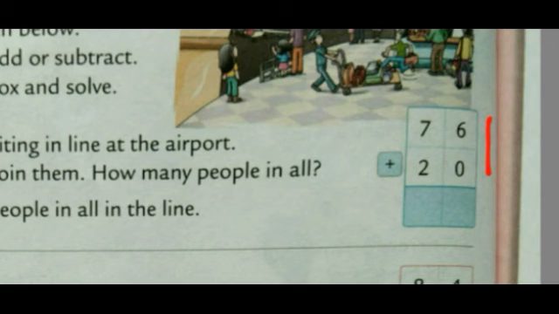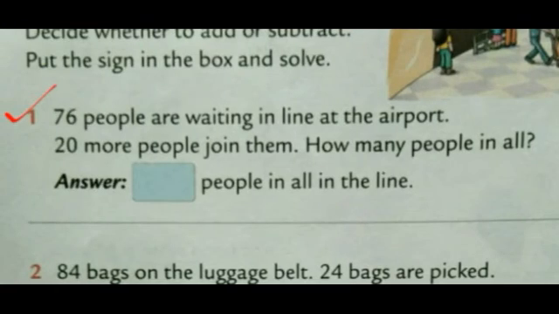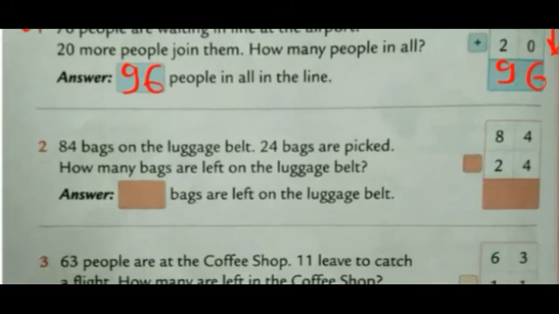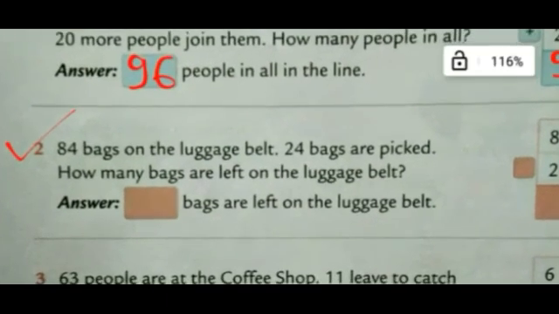Always begin with the ones column. 6 plus 0 is how much? 6. Step number 2, add the tens. 7 plus 2 is how much? 9. So, 96 people in all in the line. Okay, let's see the next one, whether we have to add or we have to subtract.